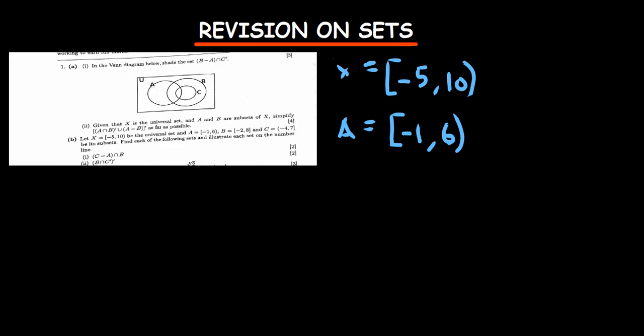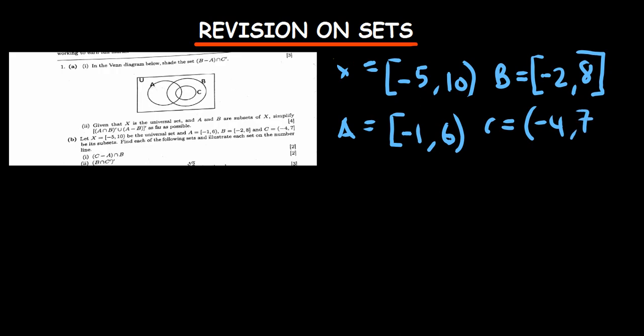Then I have my B. You can see what I'm writing here for B. It is closed on both ends. Then I have C, which is negative 4 comma 7, and it is closed there. So those are your sets.